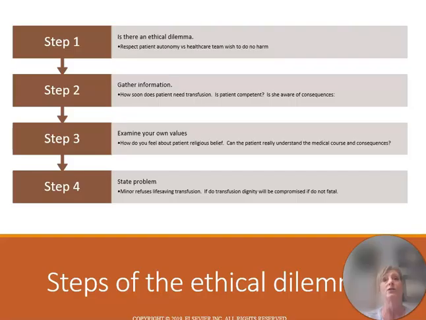So step one, we do our 7 steps. Is it an ethical dilemma? Do we respect the patient's autonomy versus the healthcare wish to do no harm? Because we know that if we don't give her blood, we will do harm and she will die. Step 2, gather everything that we need. Gather our information. How soon are we going to need that transfusion? Is the patient competent? Is she aware of all the consequences? At 15, is she aware of what's really going to happen? Does she really believe that she will die?